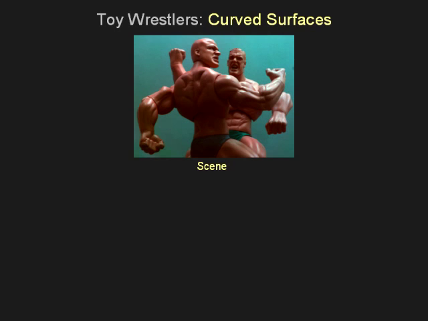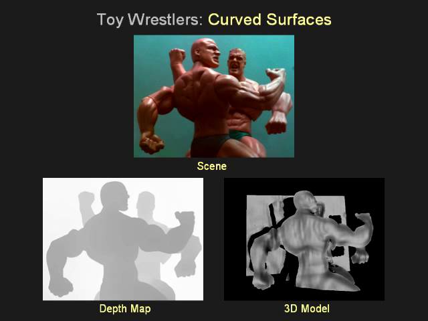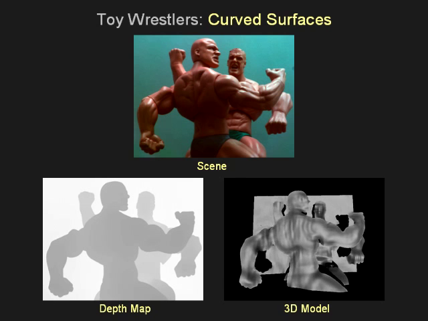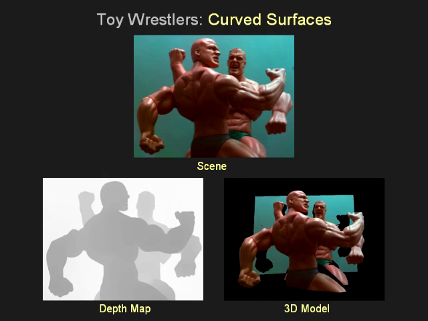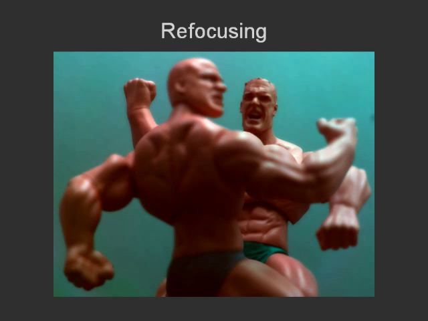In this scene, the toys have curved surfaces that are also specular in reflectance. Even so, our method is able to produce a clean depth map. Notice how the two faces are brought into focus in the refocusing sequence.